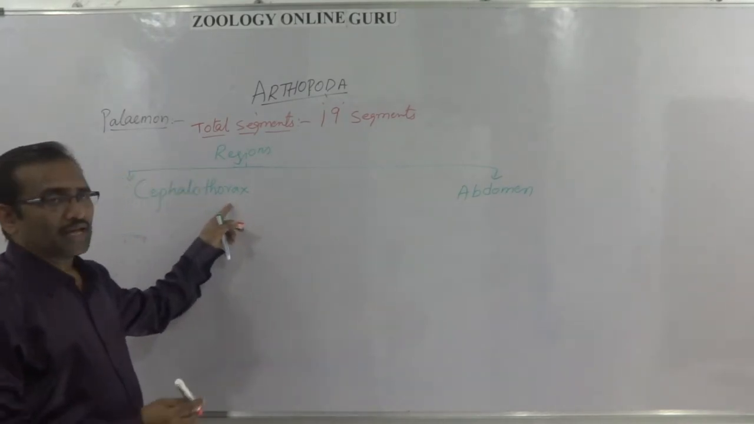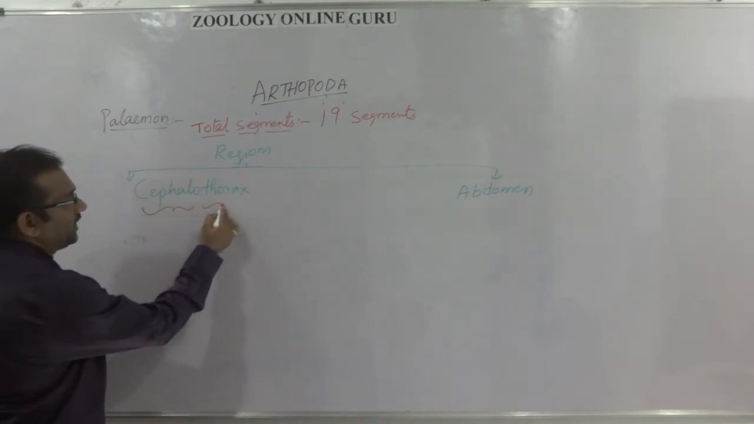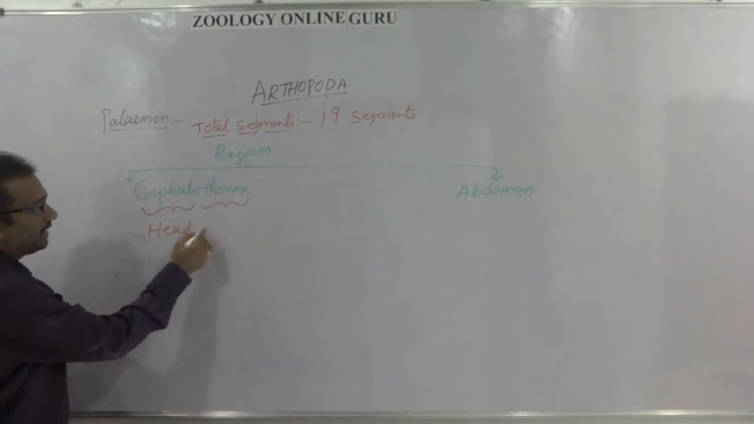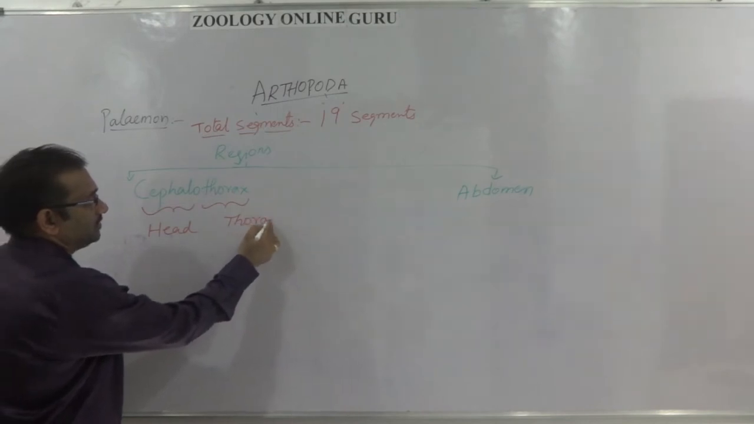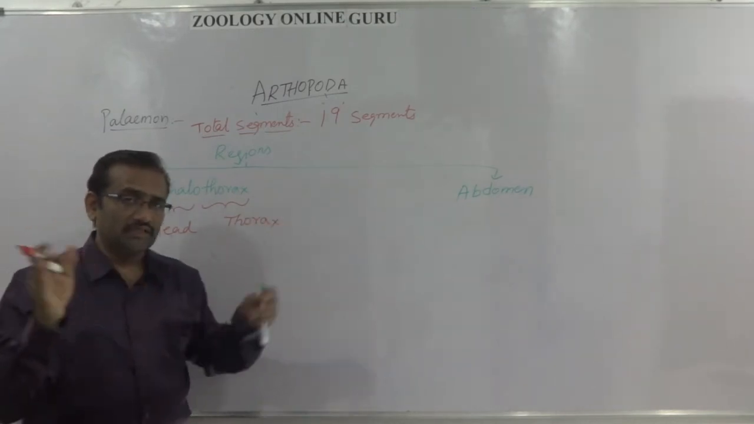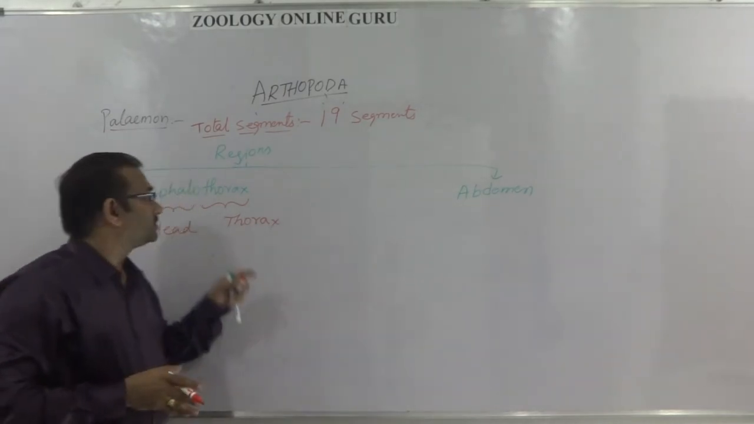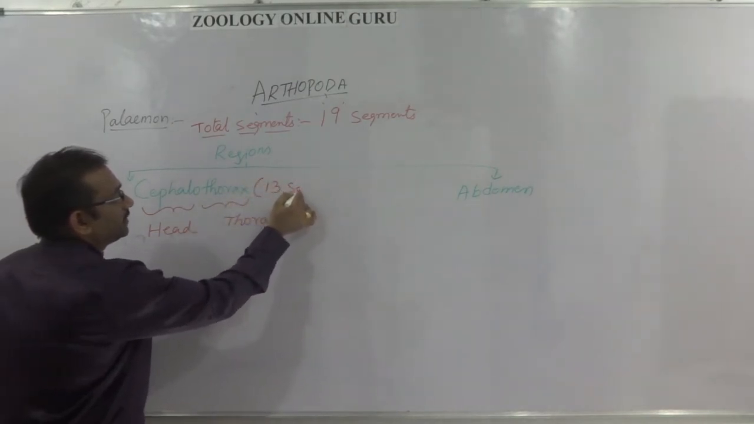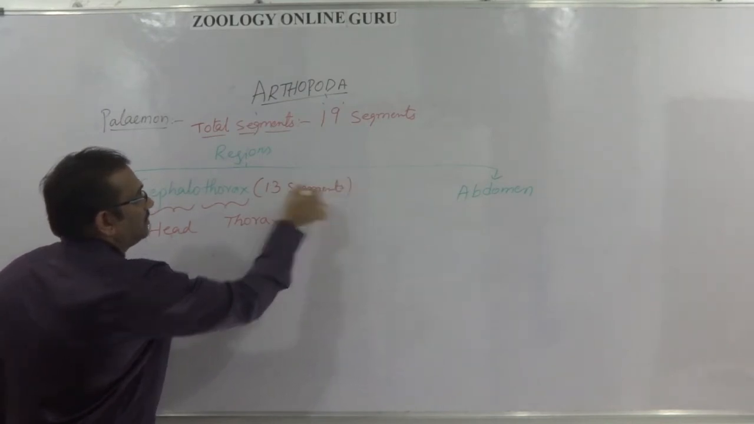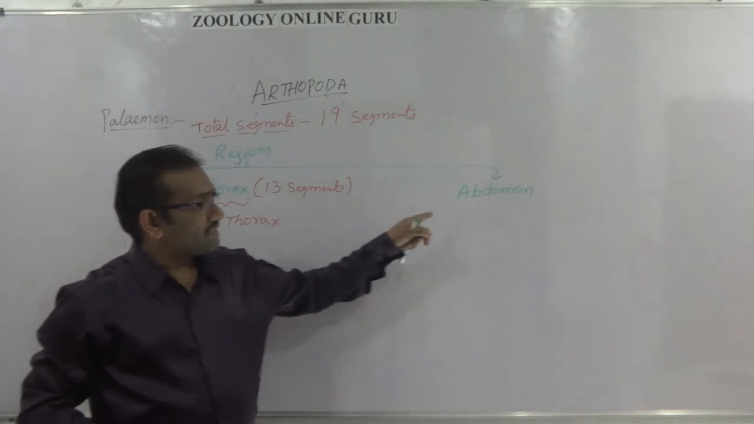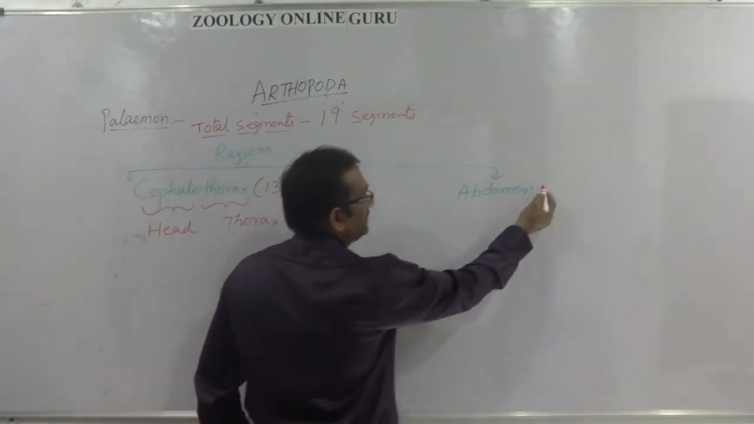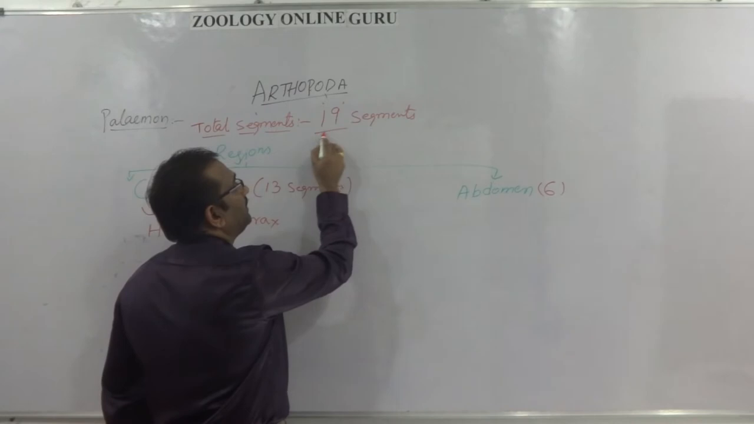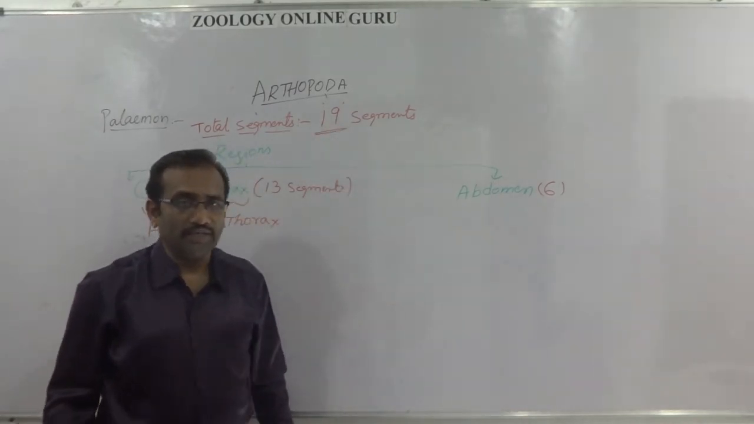Coming to the cephalothorax, cephalum and thorax, there are two parts. Cephalum means head, and chest is called thorax. So the chest region and the head region collectively in a single region are called cephalothorax. The cephalothorax has 13 segments, whereas the abdomen has 6 segments. So 13 plus 6, a total of 19 segments are present on the Palaemon body.